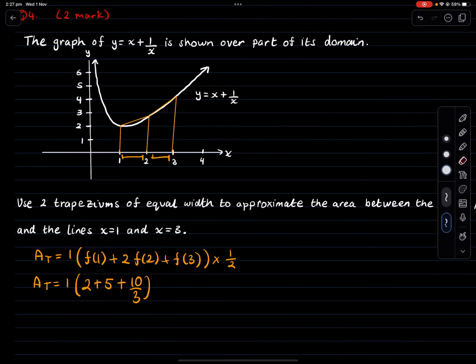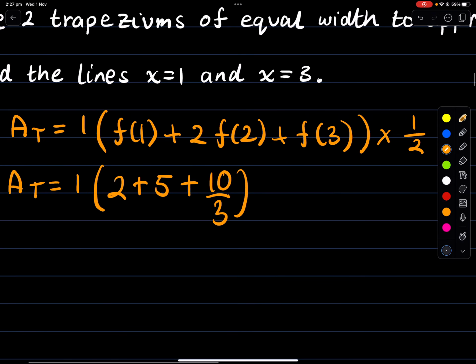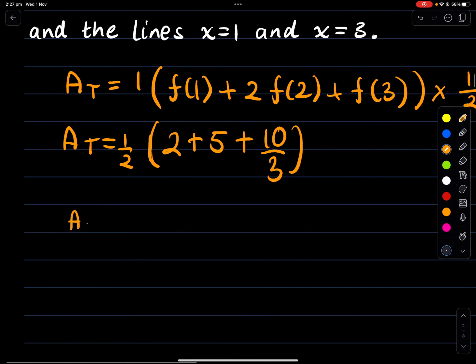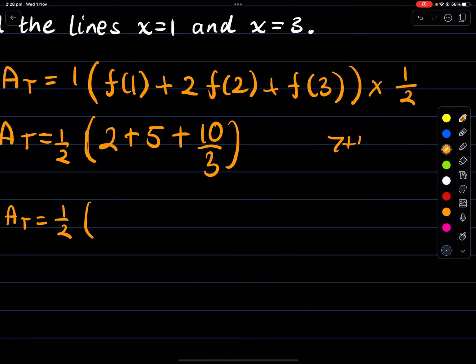Okay, let's rub that out. And we don't want to forget that times half, so I'm just going to put it over here. All right. So A on T is just 7 plus 10 on 3. What's that? 7, 14, 21. Plus 10 is 31 on 3. So this would be 31 on 3.